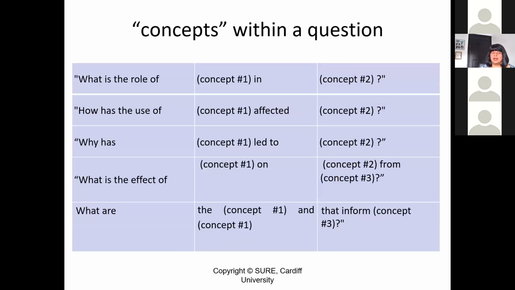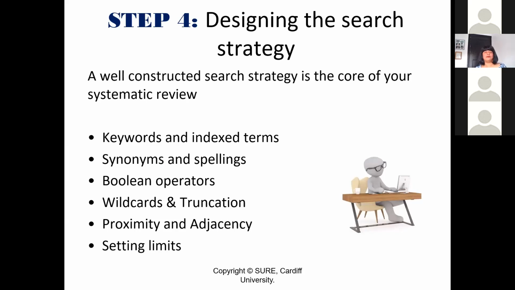This slide just gives you an idea of what kind of questions, how you can begin your question, and the different concepts within the question. Okay, step 4 when it comes to doing a systematic review is designing the search strategy. So a well-constructed search strategy is the core of your systematic review. This is one of the important building blocks in your systematic review.